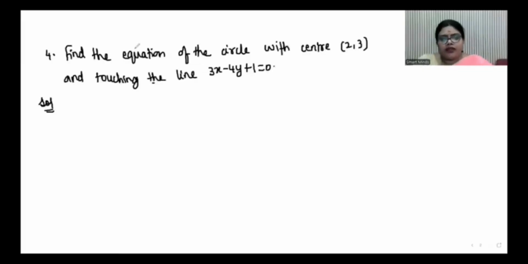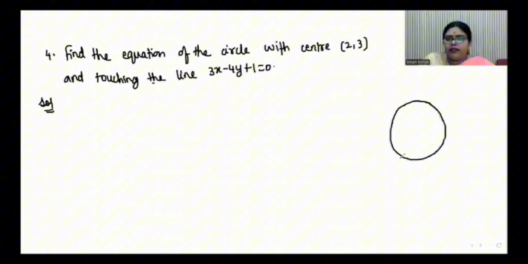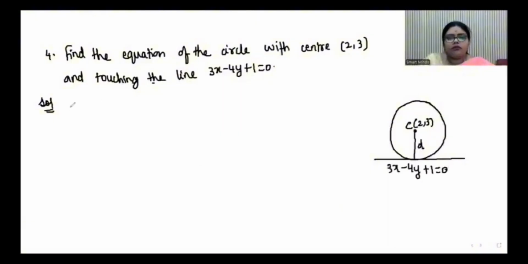Take the next question. Find the equation of the circle with center 2, 3 and touching the line 3x minus 4y plus 1 equals to 0. So there is a circle and there is a line touching the circle. This is the center. Center is given in the question 2, 3. This is perpendicular distance. And the line is 3x minus 4y plus 1 is equal to 0.